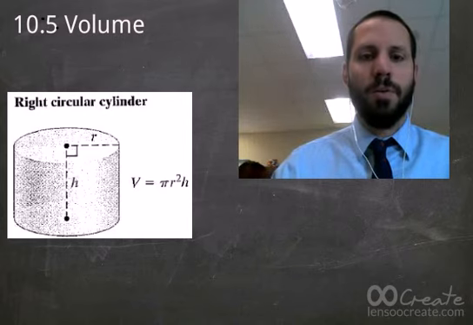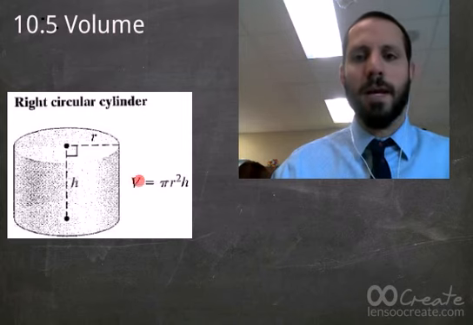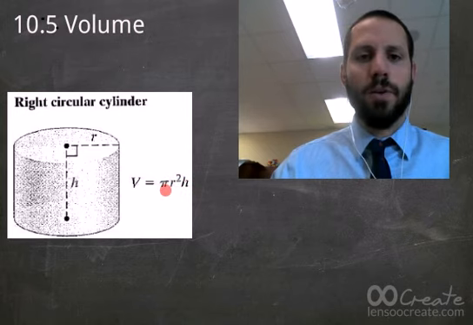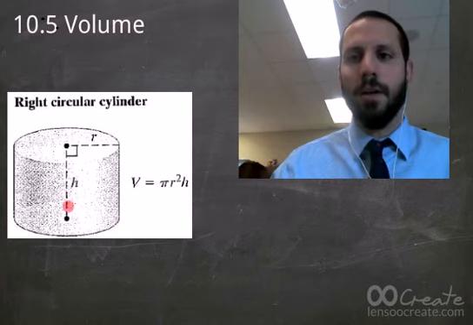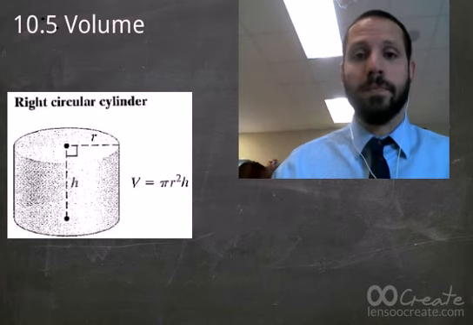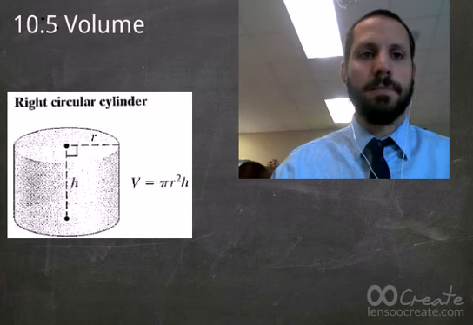All right, the next thing we want to look at is the volume of a right cylinder. We've got the right angle right here. So volume is pi r squared h. The pi r squared comes from the area of the base, the circular base. The area of the circle is pi r squared, times the height of the cylinder. And let's look at an example.